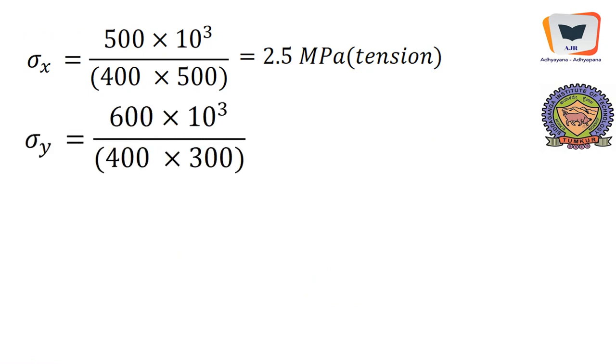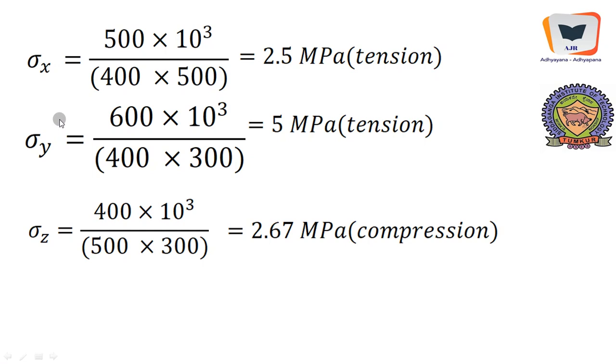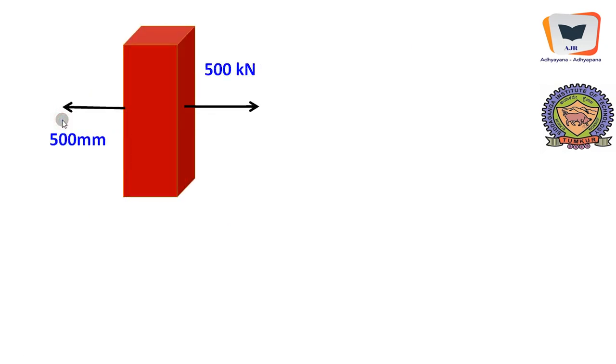Similarly, we calculate sigma y. Looking into the figure, it is 600 into 10 to the power of 3 acting along y, and the area of cross section perpendicular to this axis is 400 into 300, so we get 5 MPa. And once again sigma z is 400 into 10 to the power of 3, and this is compressive. Actually this should be given a minus sign. This is for reduction. Sigma z is for the reduction of the dimensions along z direction.